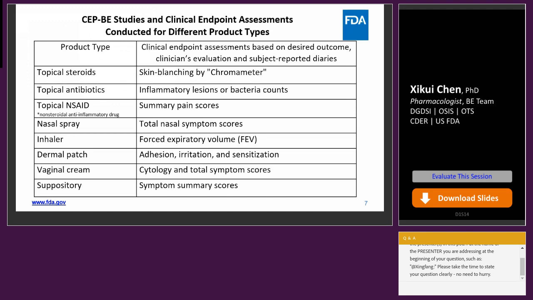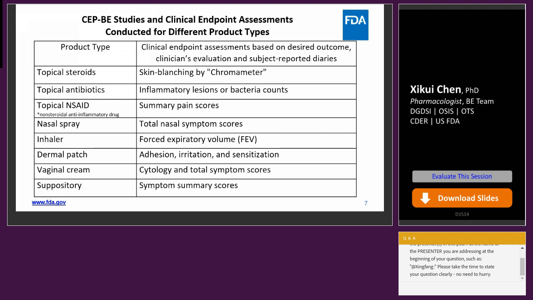This table lists examples of different product types and clinical endpoint assessments for clinical endpoint bioequivalence studies. The products include topicals, eye drops, nasal sprays, inhalers, dermal patches, vaginals, as well as suppository medications. The clinical endpoint assessments are evaluated based on desired outcome, clinician's evaluation, and the subject-reported diaries.